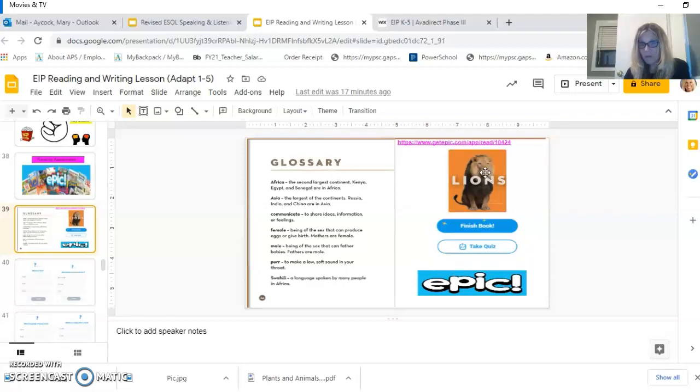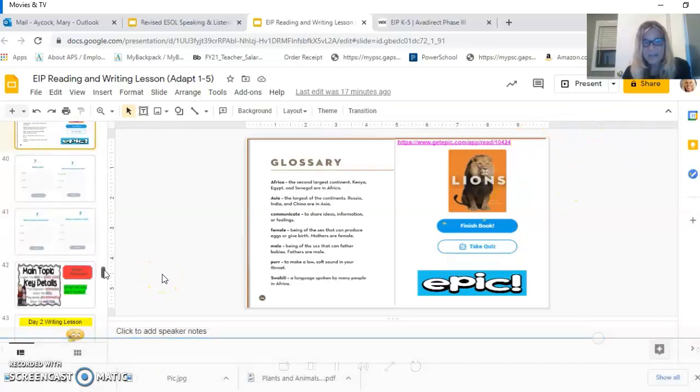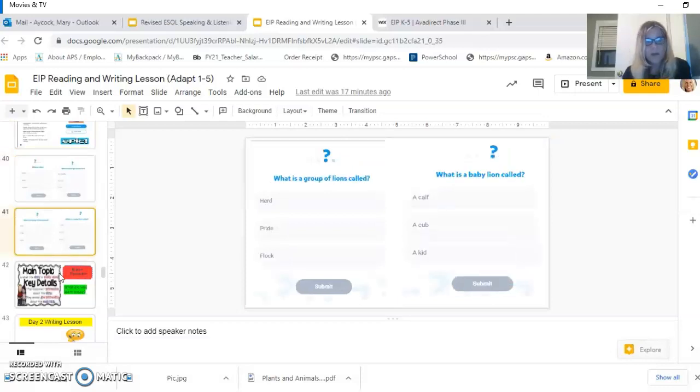And I'm going to keep my 1st graders with me, because we're going to go back through the book together. Okay, so I'm going to go ahead and send you guys the link. I'm going to put it in the chat. We're going to go to Epic. We're all going to read this book, listen to it. So you get to listen to it, not just read it by yourself. You're going to hear this book read aloud, and then we'll come back together and we'll talk about the main topic and key details. And then we'll talk about the quiz answers as well.